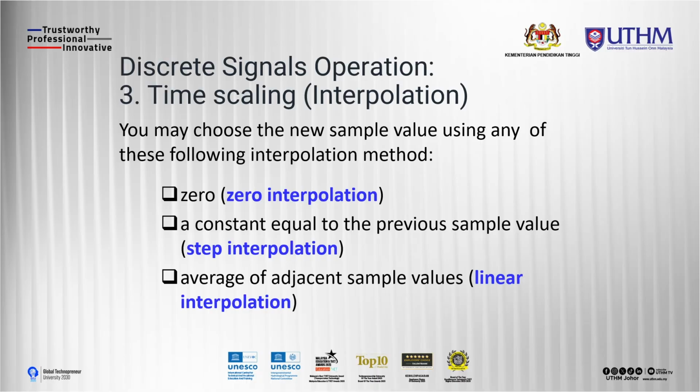When we insert new samples during interpolation, we must decide the value of these new samples. There are several simple methods, such as zero interpolation. Zero interpolation means inserting zero between samples. Next is step interpolation. Step interpolation inserts a value equal to the previous sample. And lastly is linear interpolation. This interpolation inserts the average of two adjacent samples. All these methods help us to estimate the new sample value when the exact signal expression is unknown.